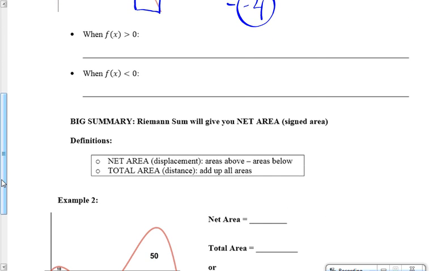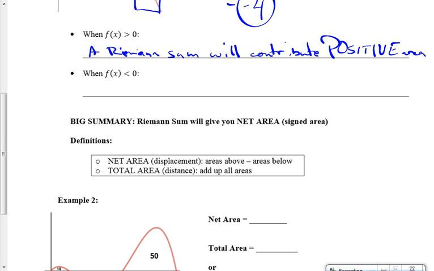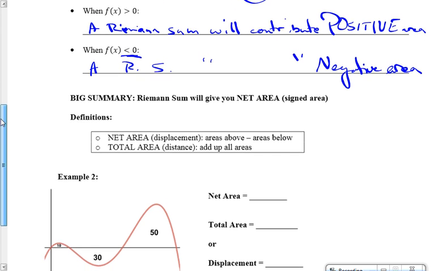Okay, so add this to your notes. When the function is greater than 0, a Riemann sum will contribute positive area. Okay? And when the function is below the axis, function is less than 0, a Riemann sum will contribute negative area. Okay? And those of you that are in physics are going to be okay with this. Those of you that aren't in physics yet, you'll probably be okay with this too. Okay?